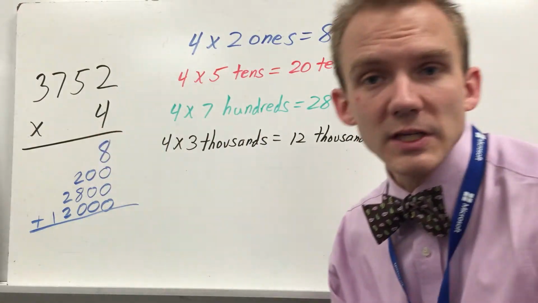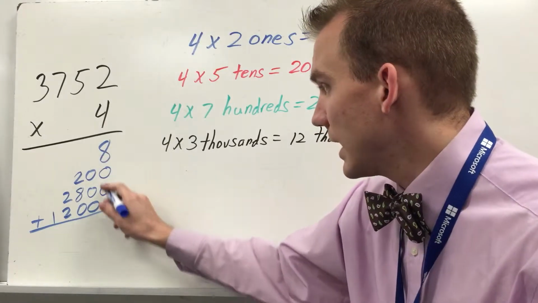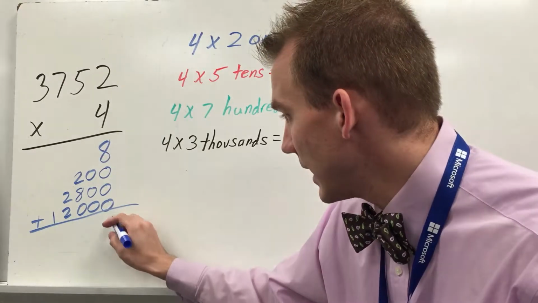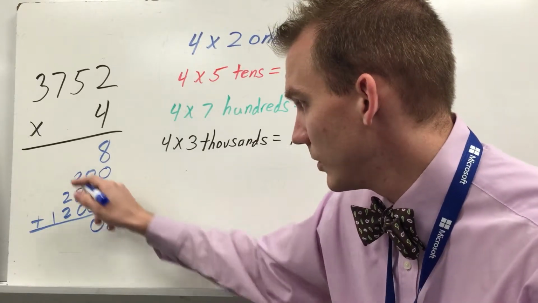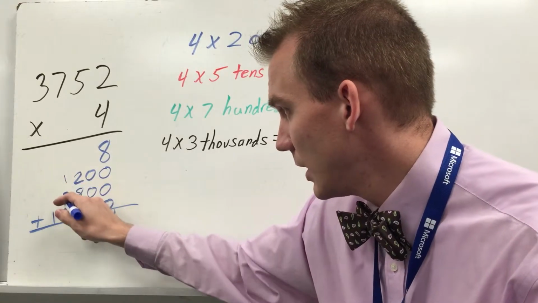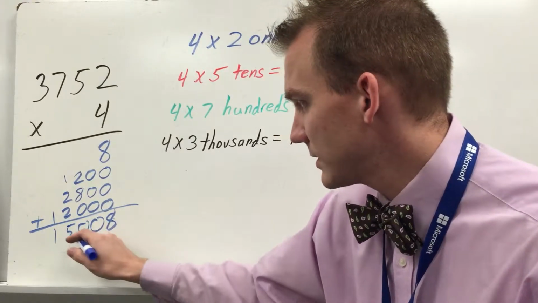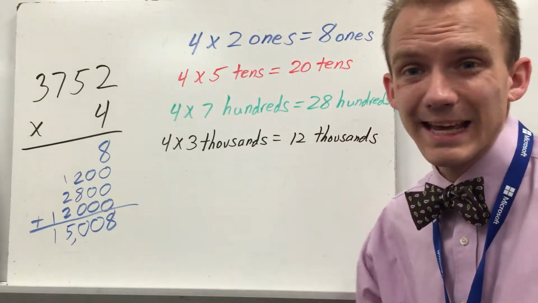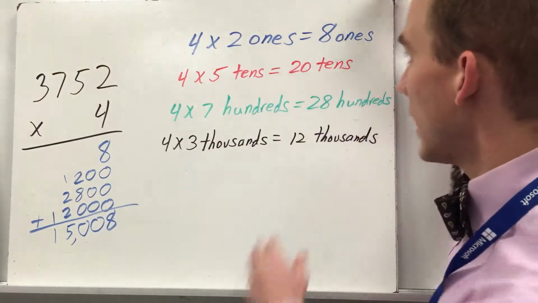Now, if I add all 4 of these partial products up, I'll have my total product. So 8 plus a bunch of zeros will be 8. A whole bunch of zeros together is 0. 2 plus 8 is 10, plus 0 more is still 10. So I'll put a 10, have to regroup. 2 plus 2 is 4, plus 1 is 5, and 1. So my answer ends up being 15,008. And all I did was multiply the 4 times everything in the top.